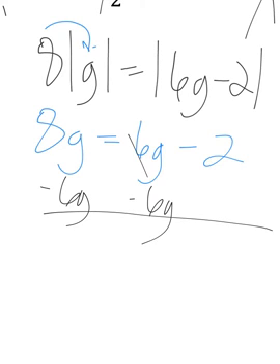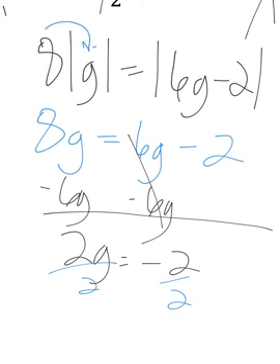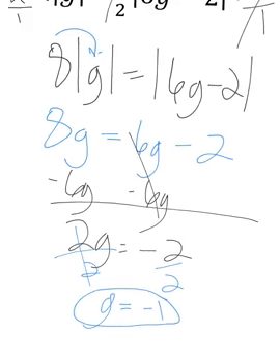So I know I can minus 6g over, and I'll get 2g equals negative 2. So I'll have to divide both sides by 2, and I'll get g equals negative 1. And that's it for that side.